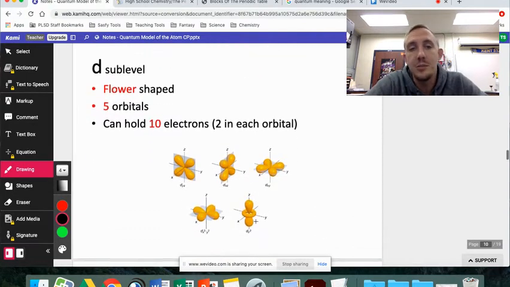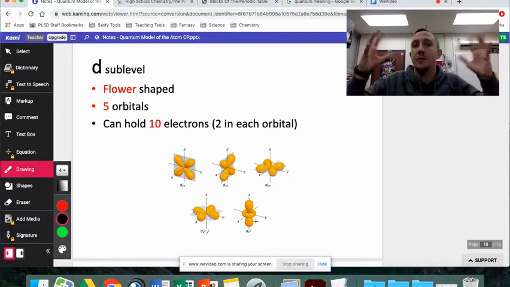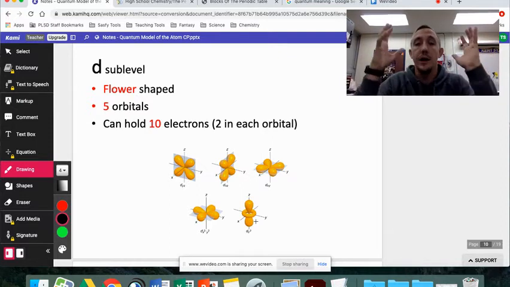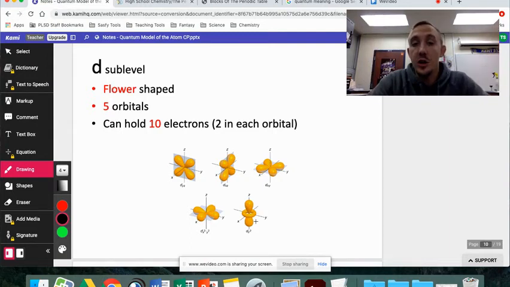So the D sublevel. All you need to remember for the D sublevel is it does start getting trickier, because the further out we get, the more space we have for electrons to move. And with that being said, if electrons can move more, there are going to be more areas of space. So you can see we have all of these different types of orbitals, and we have 5 orbitals.